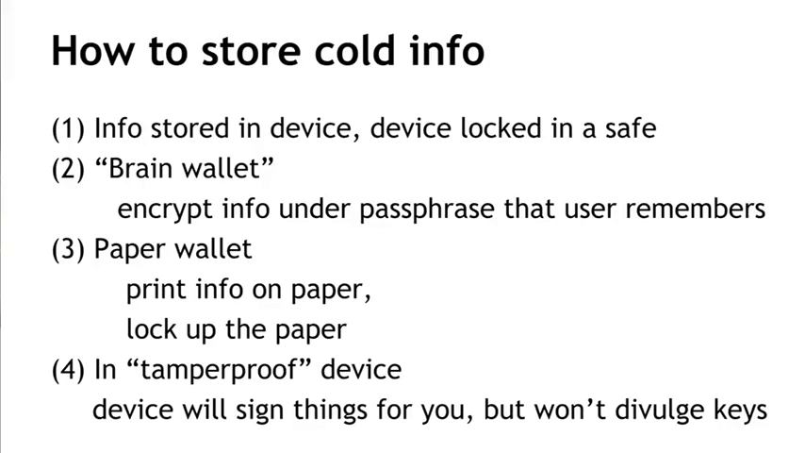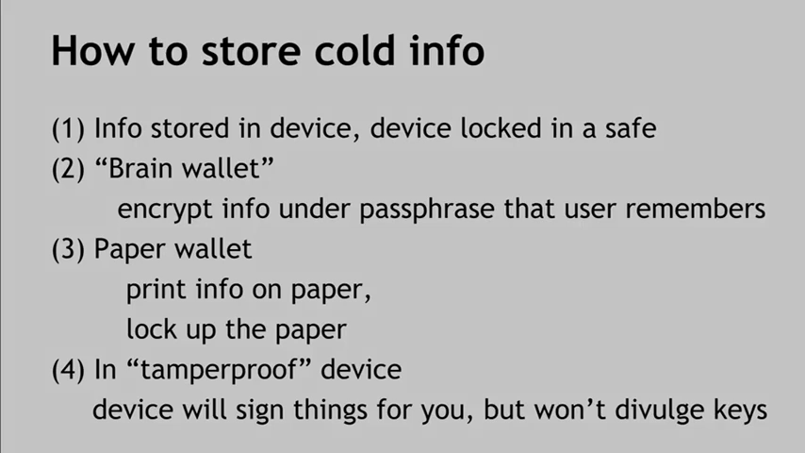The third thing we can do to protect information offline is what's called a paper wallet. We can take the information and print it out onto paper, and then put that paper in some safe or secure place. We can lock it in a safe deposit box or something like that. The benefit of doing that, obviously, is that, just like with a device, the security of this is just as good as the physical security of the paper that we're using.